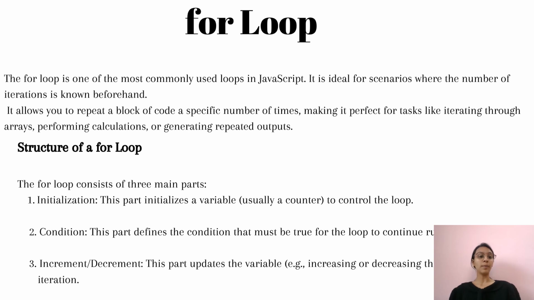For loop mainly consists of 3 parts: initialization, condition, increment or decrement. Initialization. This part initializes a variable to control the loop. Condition. This part defines the condition that must be true for the loop to continue running. Increment or decrement. This part updates the variable after each iteration.